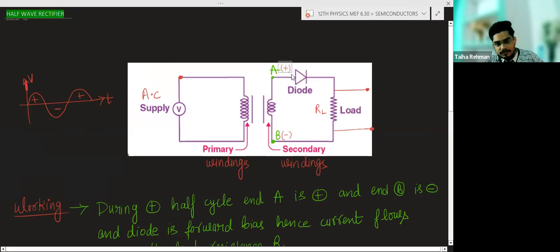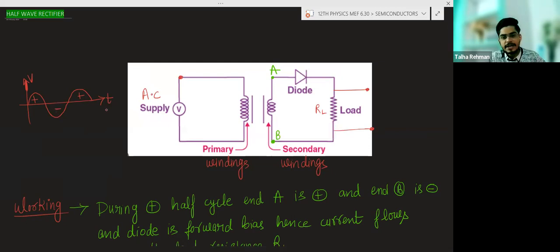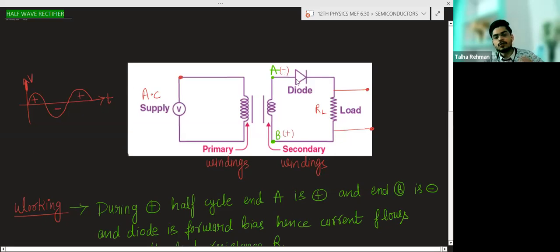But after that, during the negative half cycle, suppose A is negative and B is positive. In this case, negative is connected to the P side and positive to the N side, so the diode will be reverse biased. In reverse bias the diode will not conduct, so no current will flow through the load and we will not get any output.